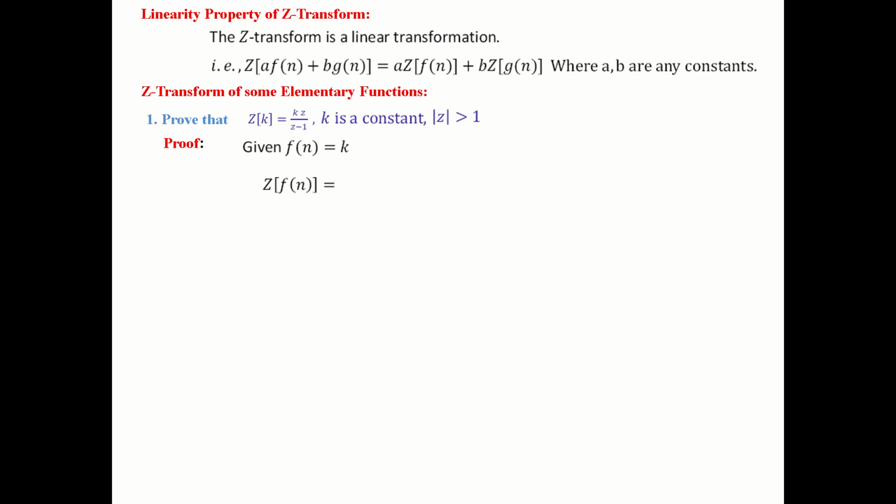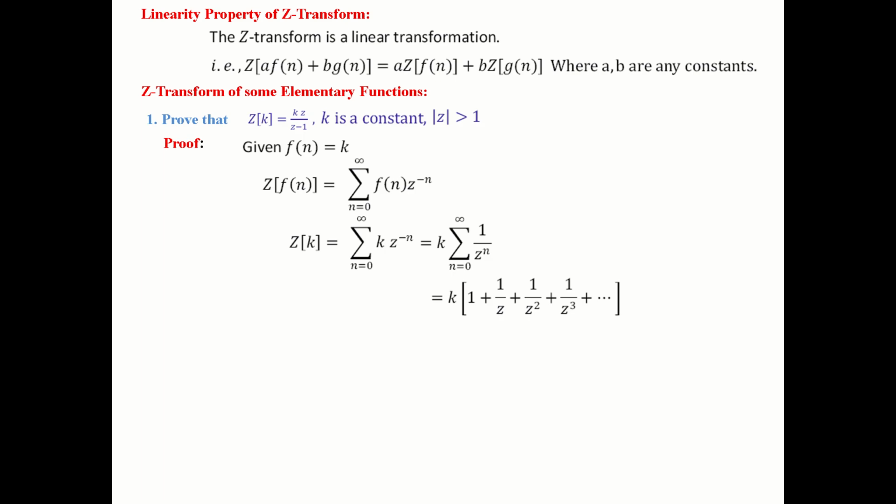So k into the summation, where z power minus n can be written as 1 by z power n, since a power minus 1 is equal to 1 by a. Expanding this, k into 1 plus 1 by z, putting n equal to 0, 1, 2, 3 and so on, you will get plus 1 by z squared plus and so on. This is the same as 1 plus x plus x squared plus x cube, and the formula is 1 minus x power minus 1. Instead of x, you have 1 by z. So we get k into (1 minus 1 by z) power minus 1. Taking LCM, z minus 1 by z.